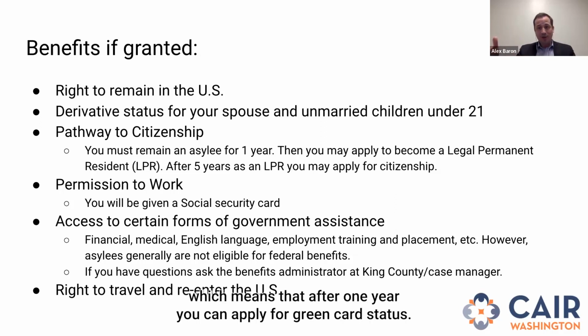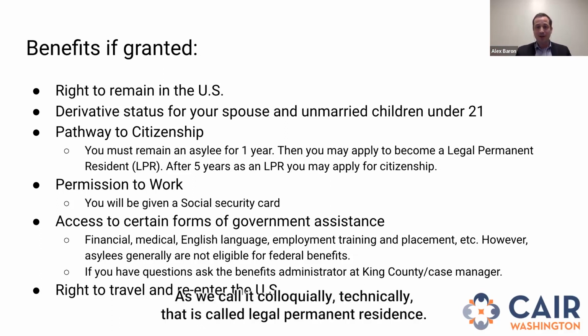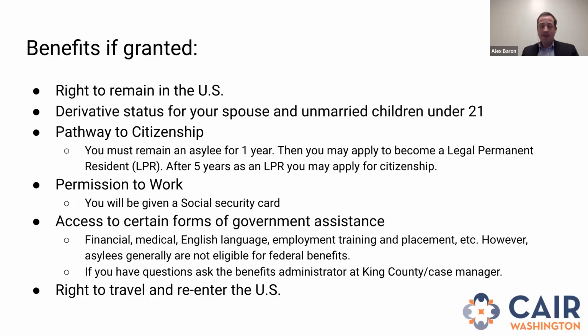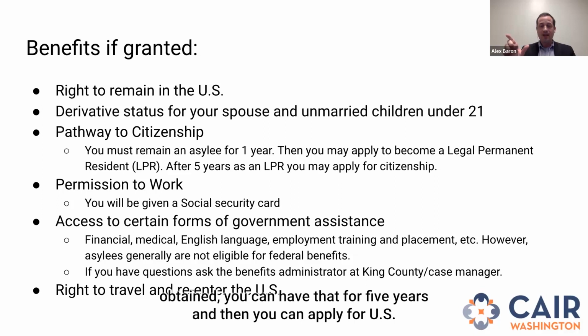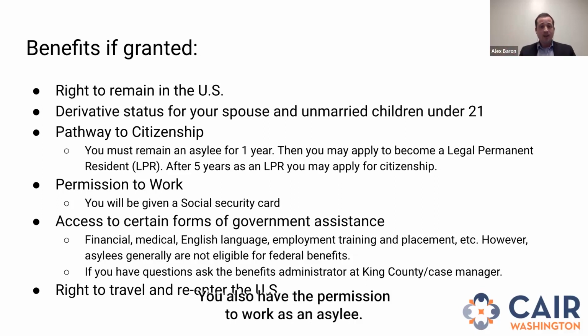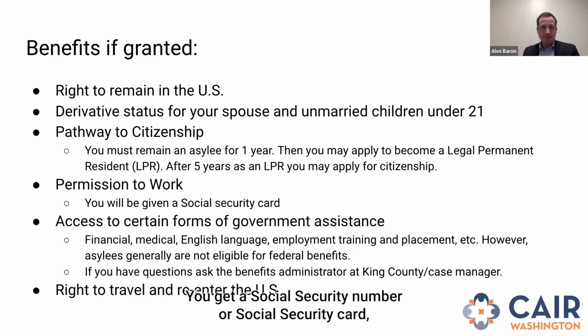Asylum is a pathway to citizenship, which means that it opens the doorway to another benefit: after 1 year, you can apply for green card status, as we call it colloquially. Technically, that is called legal permanent residence. After that status is obtained, you can have that for 5 years, and then you can apply for US citizenship. You also have the permission to work as an asylee. You get a social security number and a social security card.